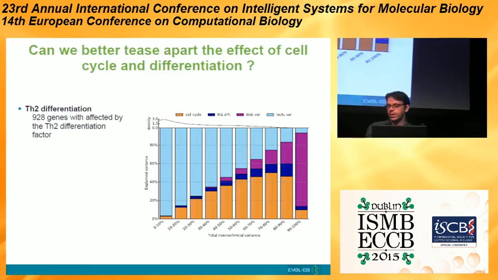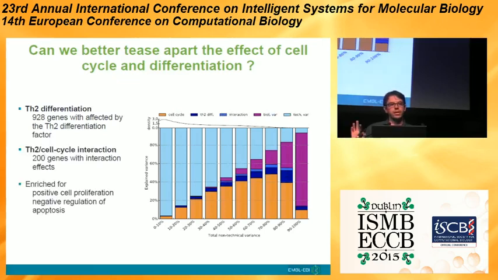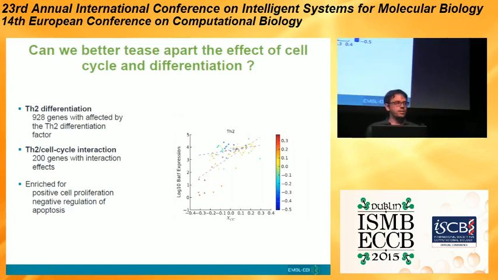Now, as mentioned, we can look at interactions. That's what I'm doing here in blue. So this is a linear interaction model between these two processes. These are genes where the cell cycle has an effect on the transcriptome in a differentiation-specific manner, where these processes are interlinked, which makes sense. T-cell differentiation is a proliferative differentiation protocol, so these cells have to undergo a few cycles before they start differentiating. And these genes are enriched for positive regulation of cell population and negative regulation of apoptosis. I want to give you one example of what that interaction actually is.